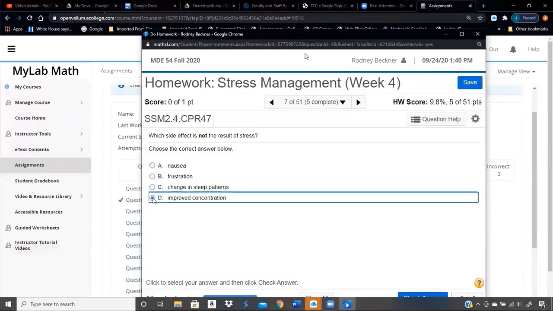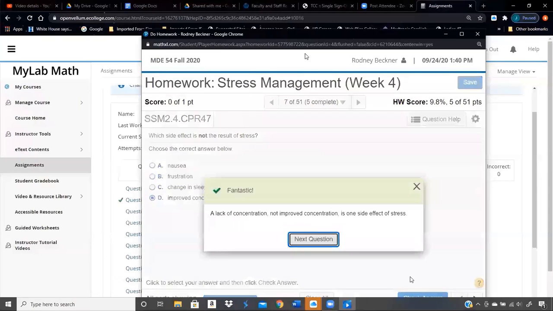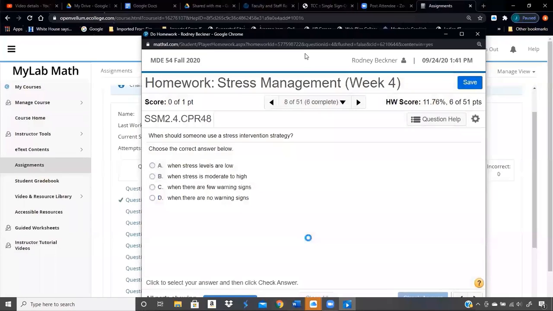Improve concentration. I don't even think we need to think this one out. You are not going to get improved concentration from stress unless you're just some Superman or Superwoman or something like that. And those people certainly exist, but that is not the norm. Stress in general is not going to make you concentrate better.